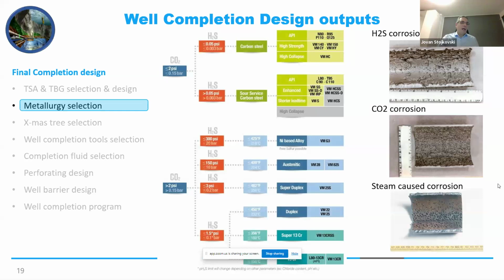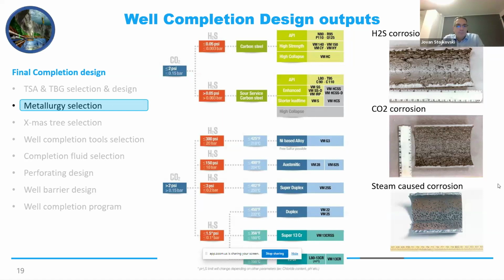When we are going to the metallurgy selection, we are looking at the metallurgy of our tubing and the metallurgy of our completion components. As you can see on the right, you can see how the tubing looks in the H2S environment, how the H2S corrosion looks inside, how the CO2 corrosion looks, or when you inject steam, how this will affect your metallurgy and tubulars. So it's very important for you to select the proper metallurgy.